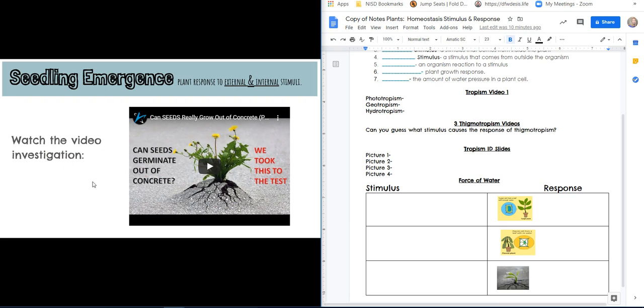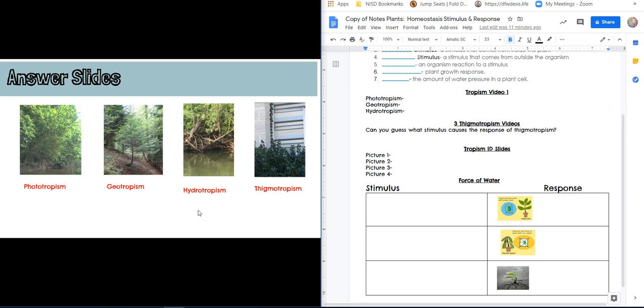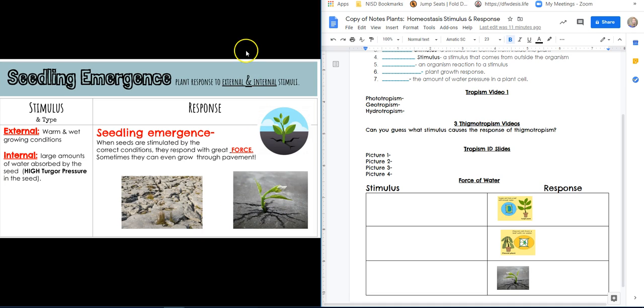Seedlings do have quite a bit of force from the turgor pressure that is present in the seed when it sprouts, and the force is also helped out by the root structure. This is a cool little experimental video that shows you how some seeds can actually sprout even through cement. And this slide is reminding you to fill out this row here. And then these are the answers to some of your notes so that you can go back and double check. So it's a pretty quick and easy set of notes for this week.